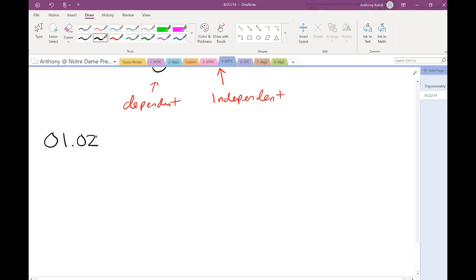The next section in Chapter 1, we're going to talk about domains and ranges. And in this class, to describe our domains and ranges, we're going to use interval notation.